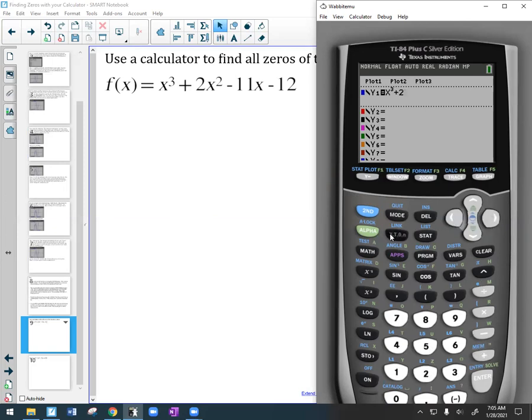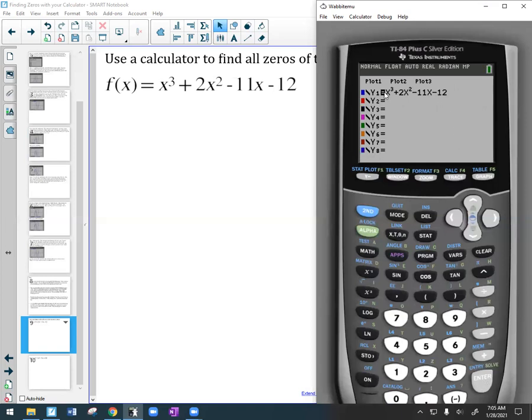Plus 2x. Now you can do caret 2 to get the squared, like we just did for the 3, or you can just hit this little button here that says x squared, right above log. It's nice because it takes you out of the exponent immediately. You don't have to leave the exponent like with the cube, it just squares it and moves along. Minus 11x minus 12.